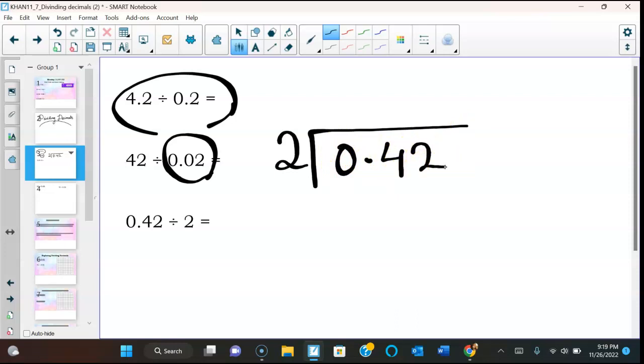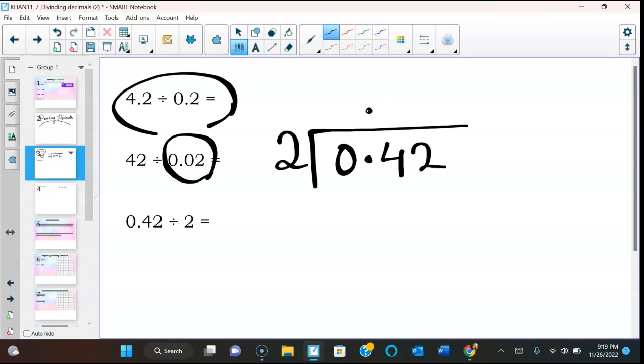Now, it's already a whole number, so we don't need to move our decimal point to the right. So we don't need to do anything here as well. So what was our first step? We have to put the decimal point on the top because we are not moving the decimal point anywhere.